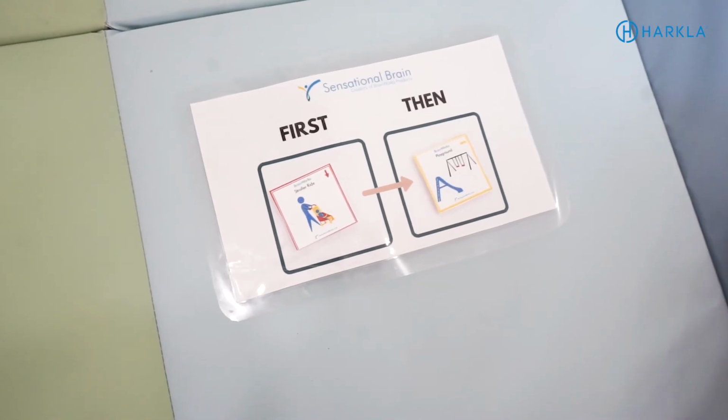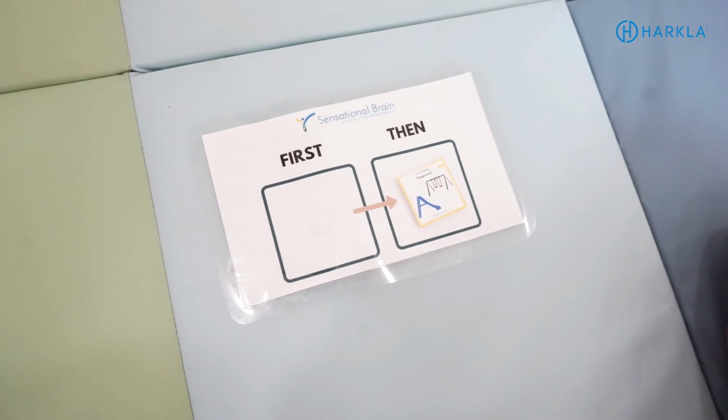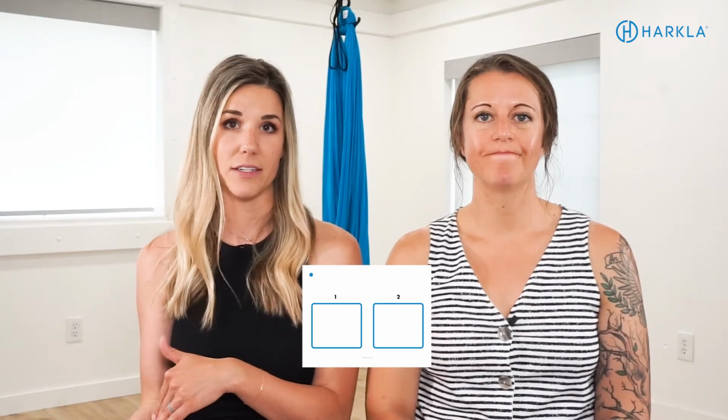You can laminate it, you can put Velcro on it, you can just write on it. Like all of the ways that we've already mentioned, figure out what is most motivating for your kiddo and let them have that control, or use the first, then, so that way they can see, I need to put my shoes on first, then I can go outside. So that way they see what's next and what's in order.